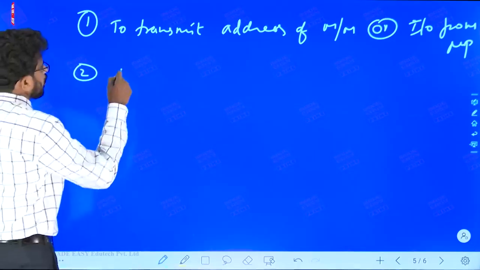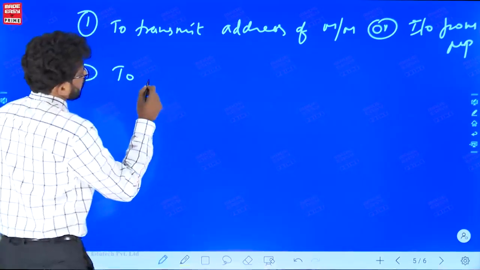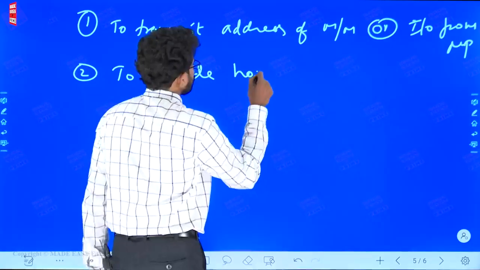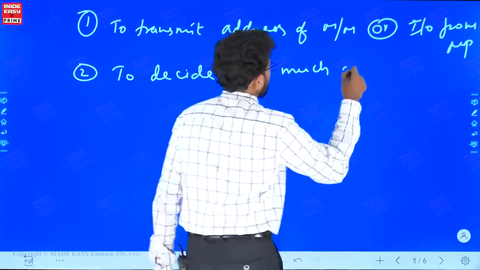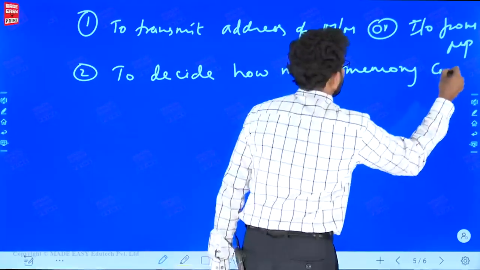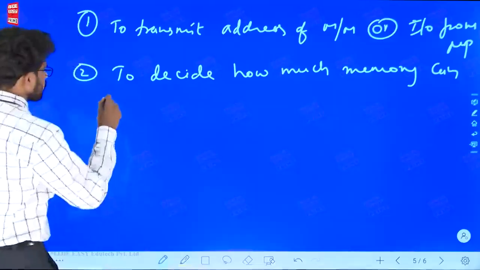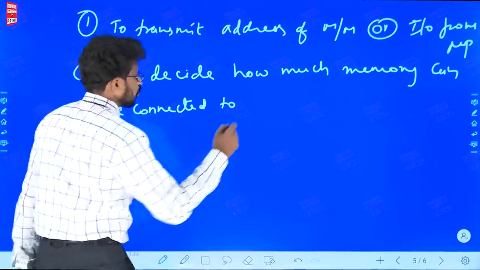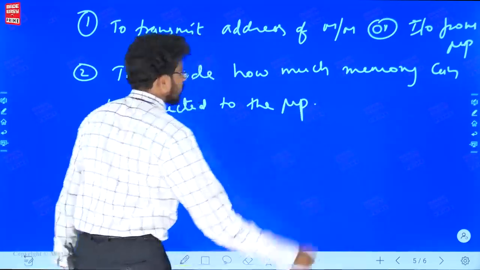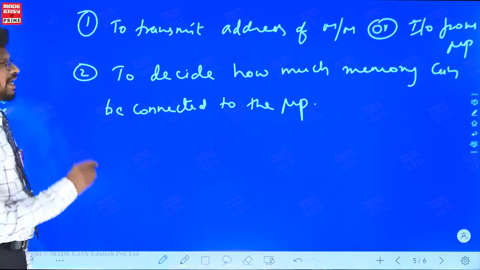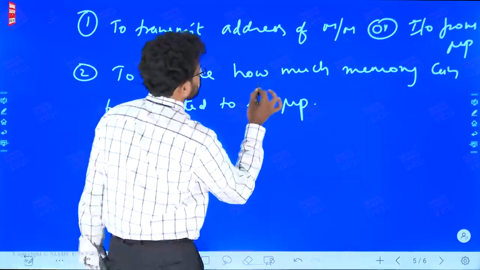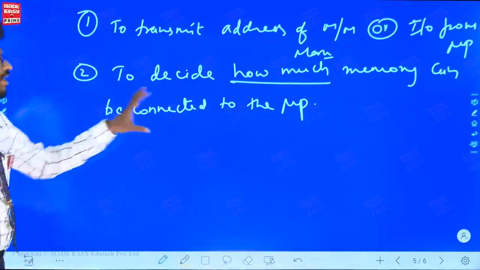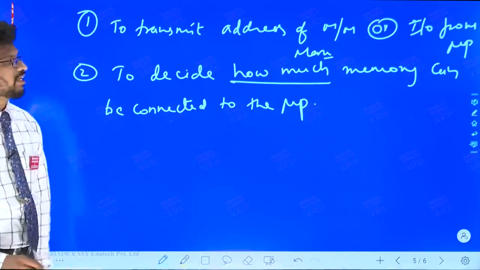Second purpose is to decide how much memory can be connected to the processor. So the address bus defines the maximum memory, or instead of saying how much memory, I can also say the maximum memory that can be connected to the microprocessor. So that is given by the address bus.